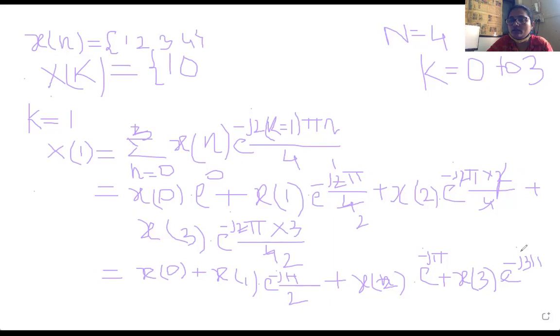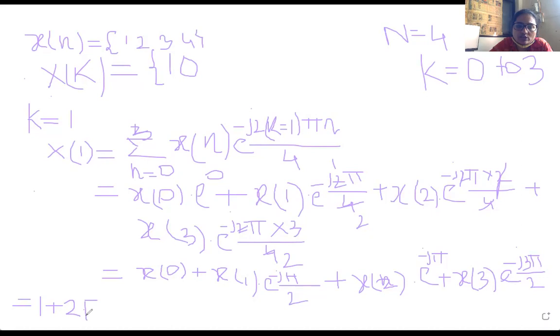So in this way, we have tried to reduce the equation to some extent. This is the equation which I have obtained. Now I am going to substitute the values subsequently. What is the value of x of 0? X of 0 is 1, so we substitute here: x of 0 is 1 plus the next value, x of 1. X of 1 is 2, so this is substituted here, multiplied by e raised to minus j pi by 2.